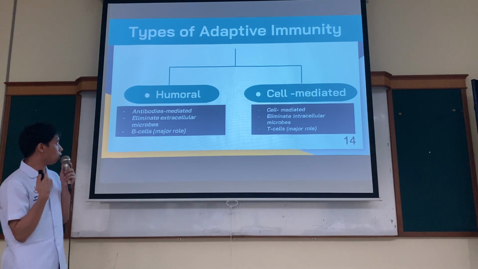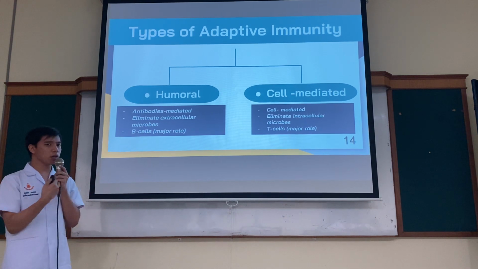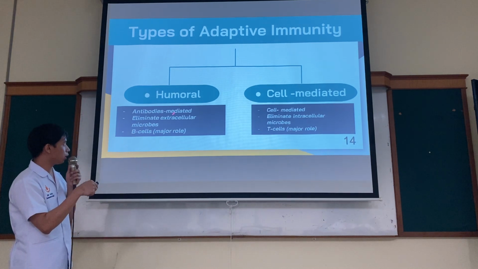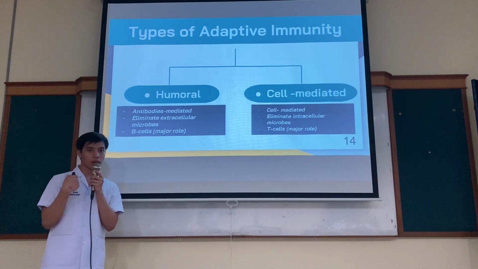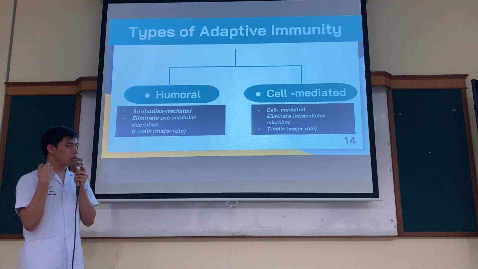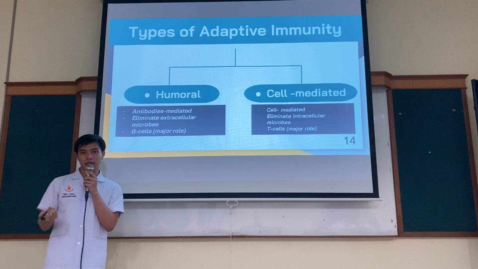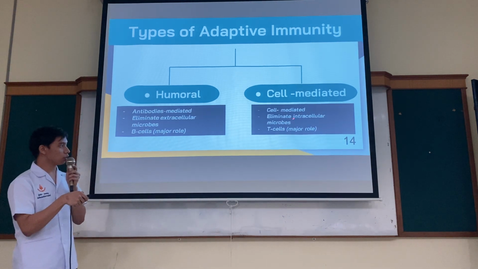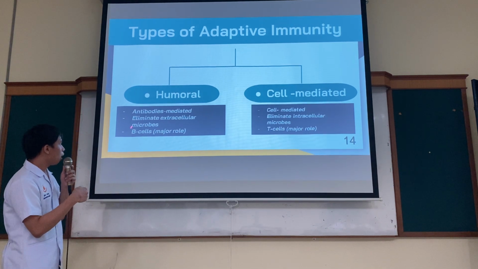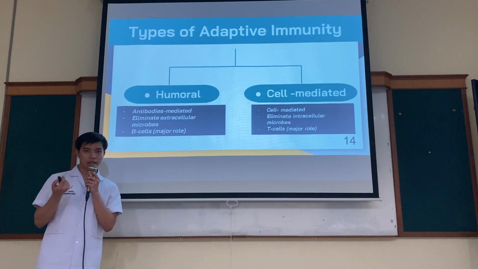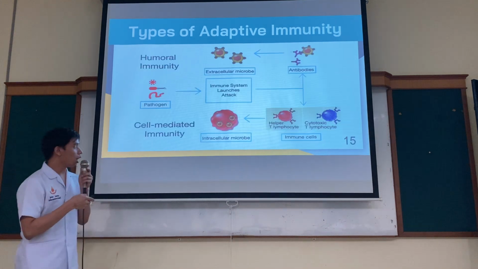The first difference between humoral immunity and cell-mediated immunity is that humoral immunity is antibody-mediated immunity, whereas cellular immunity is cell-mediated immunity. The second difference is that humoral immunity eliminates extracellular microbes, whereas cellular immunity eliminates intracellular microbes. The final difference is that in humoral immunity, B cells play a major role, whereas in cellular immunity, T cells play a major role.